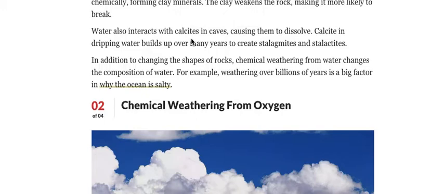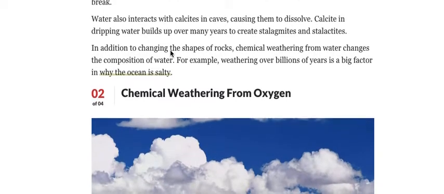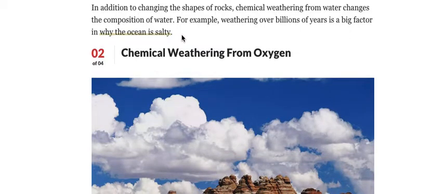Water also interacts with calcites in caves, causing them to dissolve. Calcite in dripping water builds up over many years to create stalagmites and stalactites. In addition to changing the shapes of rocks, chemical weathering from water changes the composition of water. For example, weathering over billions of years is a big factor in why the ocean is salty.